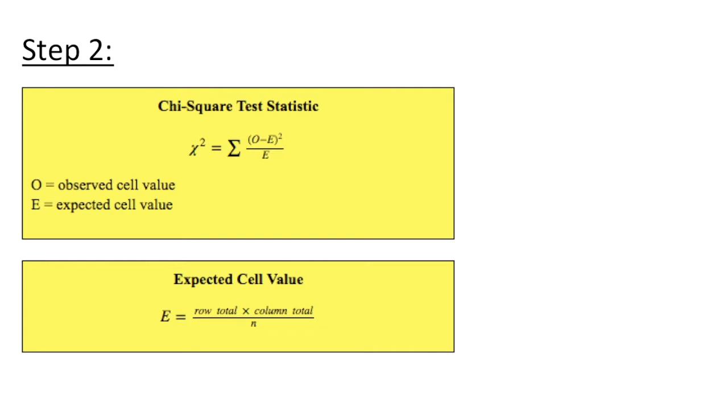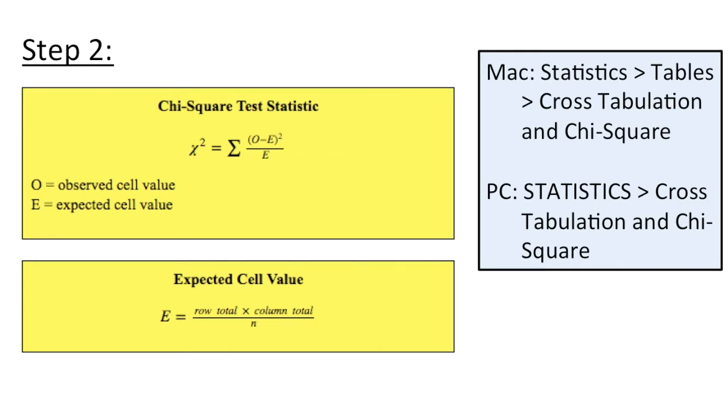Step 2 is to compute the chi-square test statistic. These are the formulas from your online notes, but recall we can use Minitab Express to compute this test statistic. These are the instructions for conducting a chi-square test of independence in Minitab Express for either the Mac version or the PC version. You'll see that I'm using a Mac, so I'm going to have an extra step to go through to get to the chi-square test, as opposed to if you're using a PC, you'll just go to Statistics, Cross-Tabulation, and chi-square. So let's go to Minitab Express now.